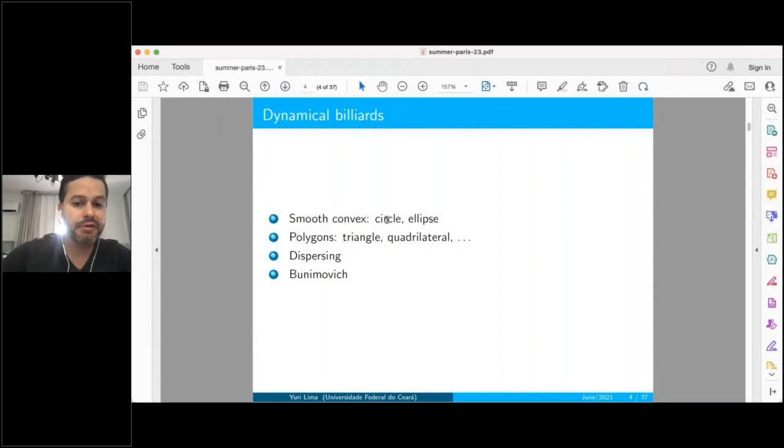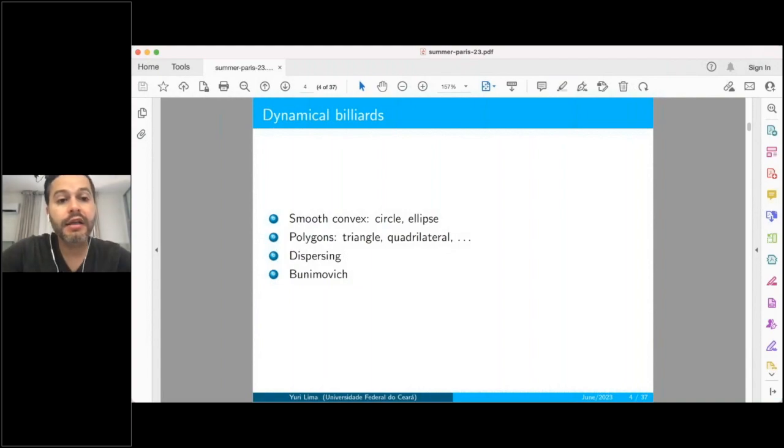So if you change the shape of the circle to the shape of an ellipse, the same thing is going to happen. You're going to have a continuum of ellipses, which are in some sense concentric to the original one, which diminish in size, and such that a trajectory that is tangent to some of these ellipses at some point is actually going to be tangent at every time between collisions. So if you see one collision and the next collision in the segment, you are going to be tangent to this concentric ellipse.